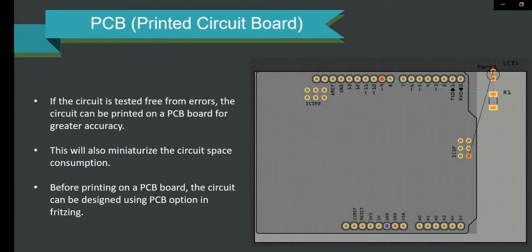Before printing on a PCB board, the circuit can be designed using PCB option in Fritzing. Once your PCB option is used for designing the PCB, you can give it later on to the PCB maker and they will get you the printed circuit board ready for you with all the details that you have given them clearly.